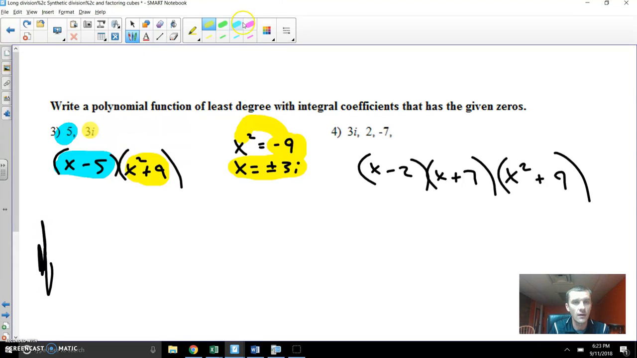Alright, so looking at this other one, it's very similar. If 2 is a 0, then x minus 2 is a factor. If -7 is a 0, then x plus 7 was a factor. And then similar to what we just talked about, if 3i was a 0, then that meant you really square rooted a -9, and so that meant in the beginning you must have had x squared plus 9. Because again, when you set that equal to 0, you'll minus the 9 over to make it negative on the other side, and then when you square root to solve, it ends up giving you an imaginary 3 or -3.